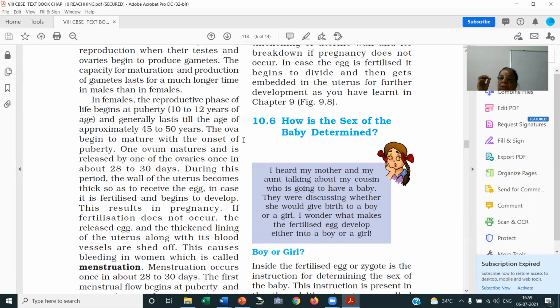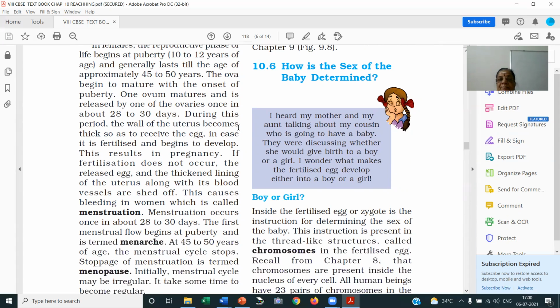If the egg is not fertilized, the unfertilized egg along with the uterine wall is shed off as menstrual bleeding, and that process is called menstruation. I hope you follow. And menstruation occurs once in 28 to 30 days in female, right?